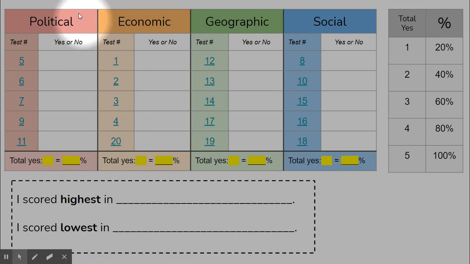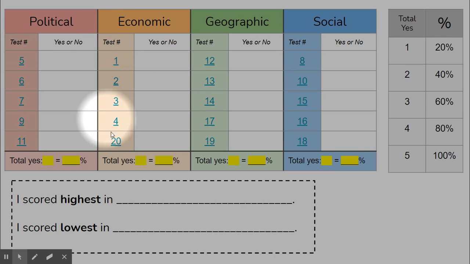Once again, right here in this area, you will be looking up test question numbers. So question 1, did you get it correct? Yes or no? You're going to type in yes or no. Question 2, did you get it correct? Question 3, and so on.